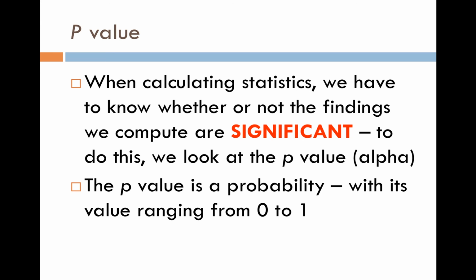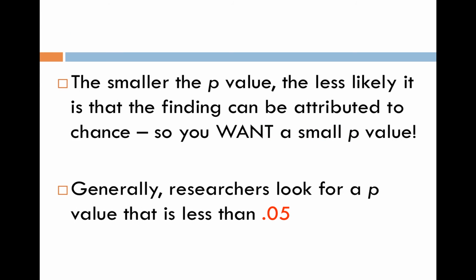And if you have a p-value of 0.05 or less, then that makes it less likely that the findings can be attributed to luck or chance. So you want the p-value to be small, and you want it to be less than 0.05, as that is the accepted cutoff in social science research. And what does that mean?